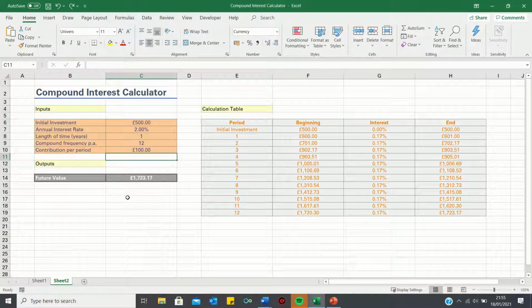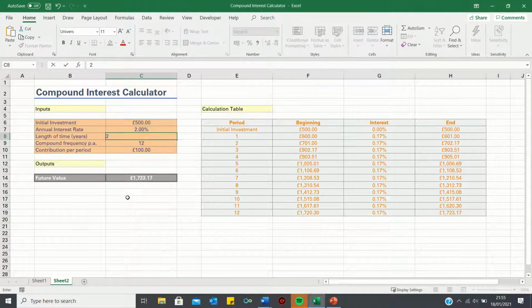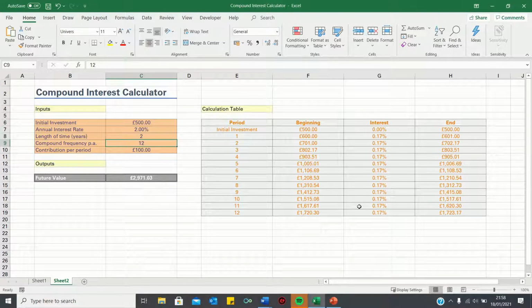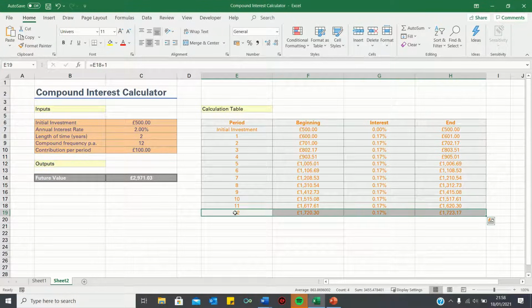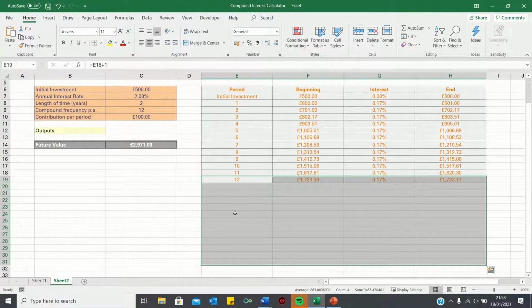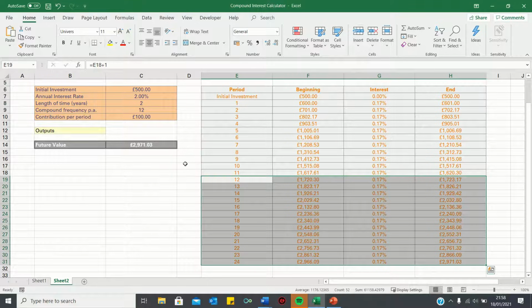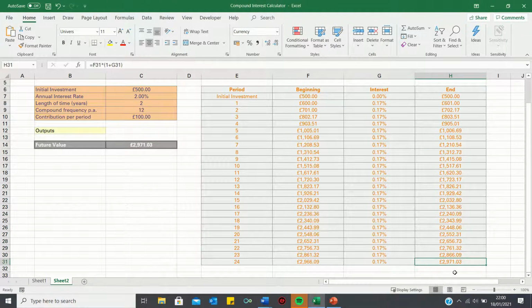Now, if we change the term to 2 years instead of 1 year, you'll notice that the figures no longer match. This is because our calculation table is still only considering 12 months or 1 year. To make the figures match, we'll have to drag the calculation table to calculate 24 months or 2 years. As you can see, now both figures match. So that's how you can create a compound interest calculator in Excel to calculate the returns on your savings accounts.